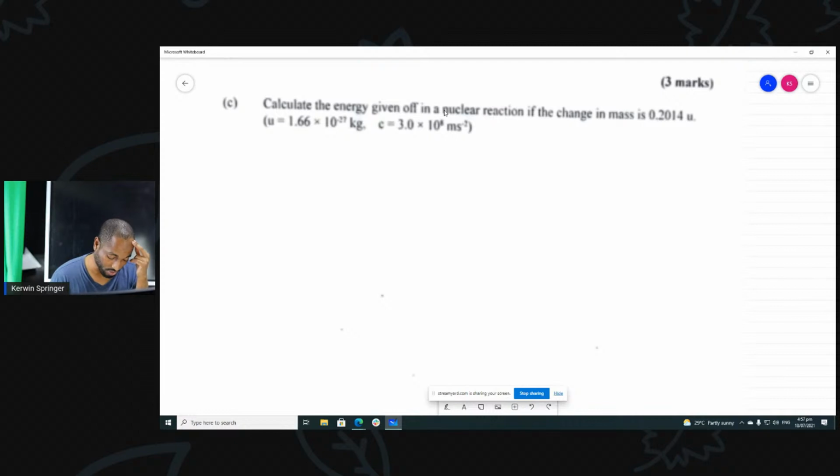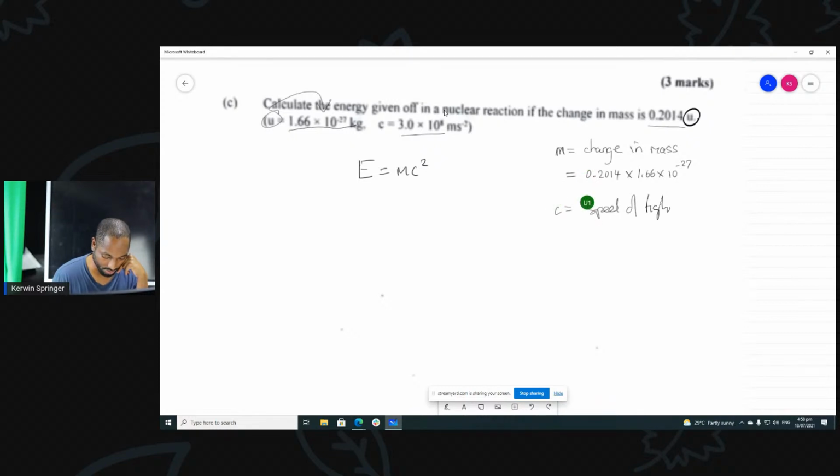I'm going to use your big equation here, the big boy. E is equal to mc squared, where m is the change in mass and c is the speed of light, squared. We have our mass here as 0.2014 atomic units, and we have what the atomic units represent here. m is the change in mass. In this case, it is 0.2014 times 1.66 times 10 to the negative 27. And c is equal to the speed of light in a vacuum.